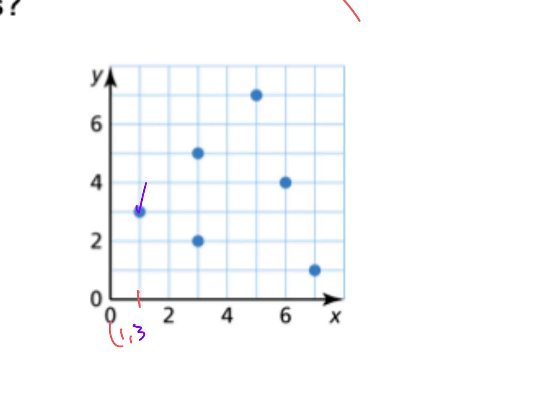There's that coordinate, 1, 3. When we input 3 right here, it outputs 2 right here. So 3, 2. But hang on a second. Also, when you input 3 again, we get 5. We've got a problem. So this is all of a sudden not a function, okay?